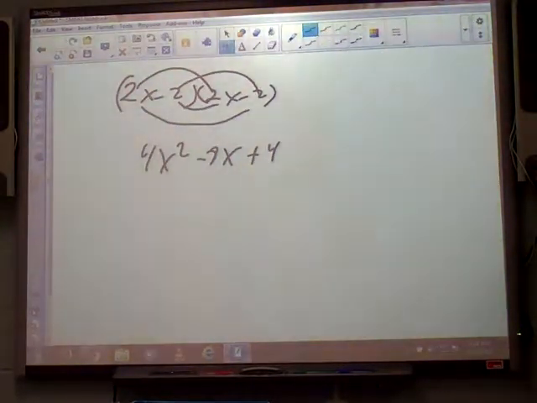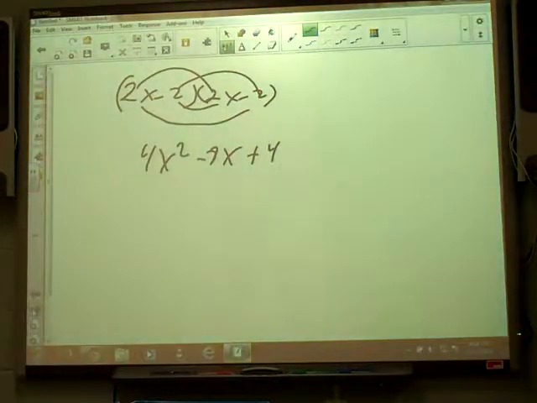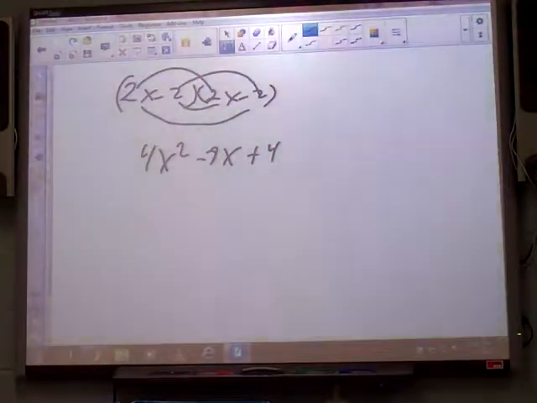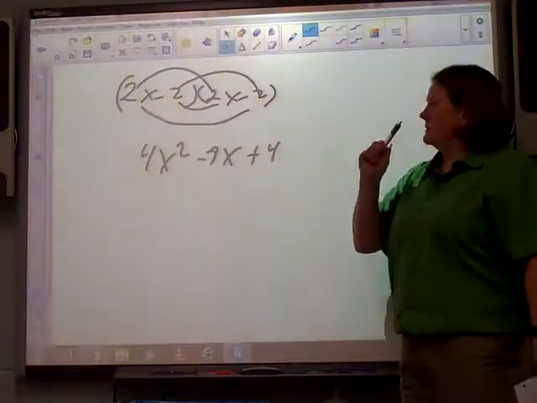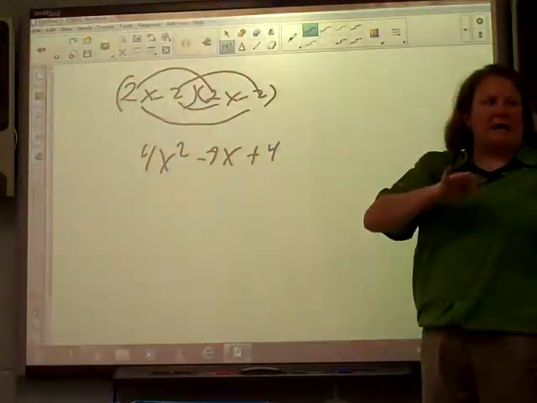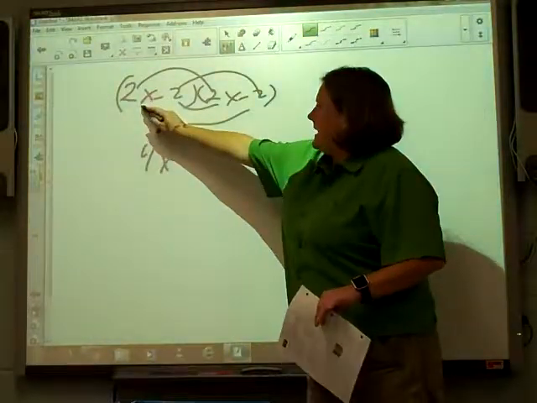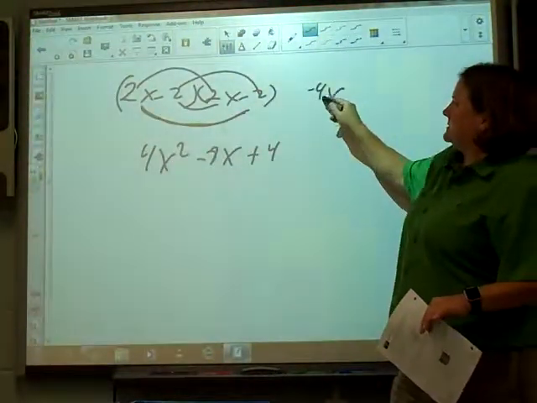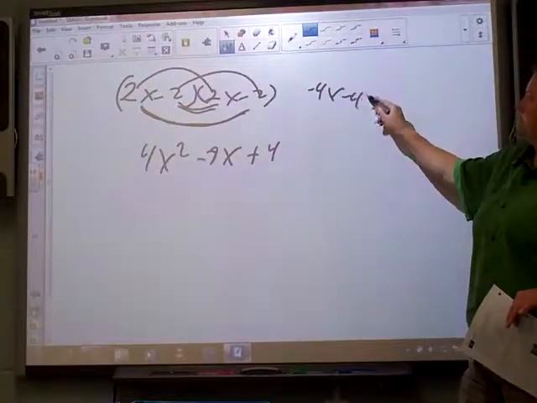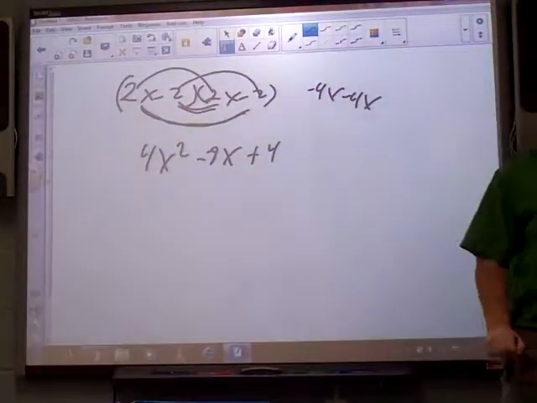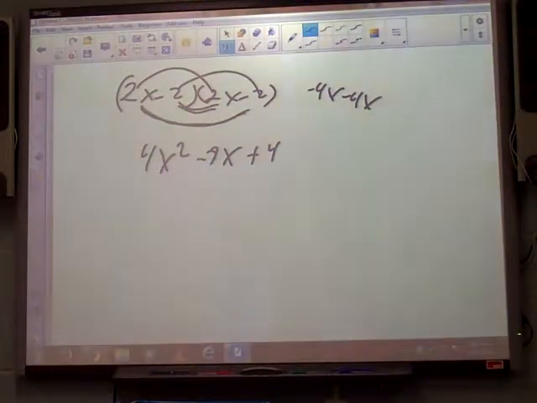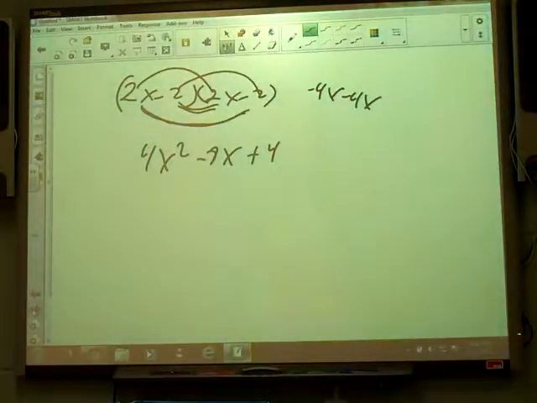Wait, why didn't we do the 2x to 2x and 2x to 2? Just distribute that squared. Is that what you mean? Like, 2x multiplied by 2x is 4x squared. Right. And then why didn't we do 2x? I didn't show my work. I'm sorry. I did. I got negative 4x and negative 4x, but I just knew that. Okay, okay. My bad. That's where you're at. Yeah.